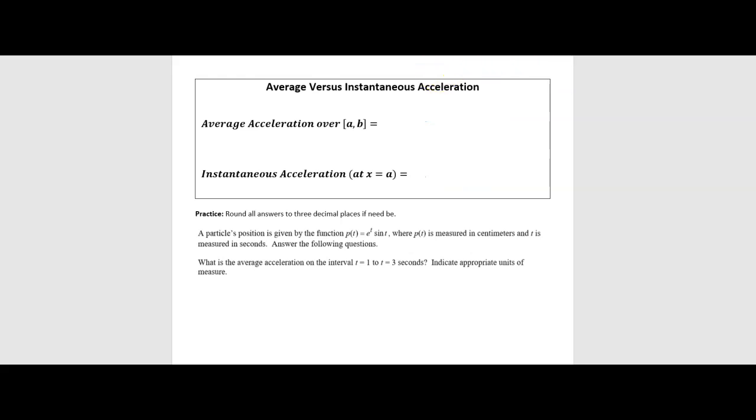All right, same idea. Go ahead, pause the video, and find the average and instantaneous acceleration for both of these questions. Same function, you'll notice, and same exact intervals.